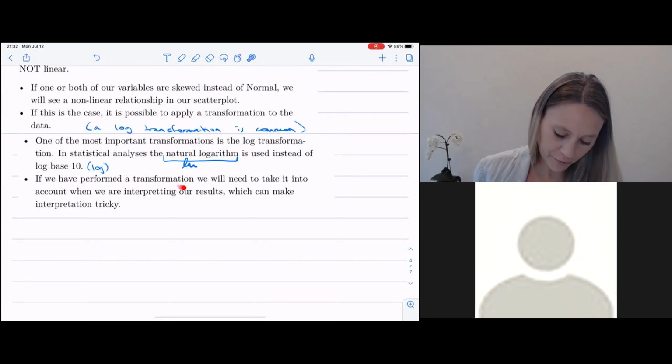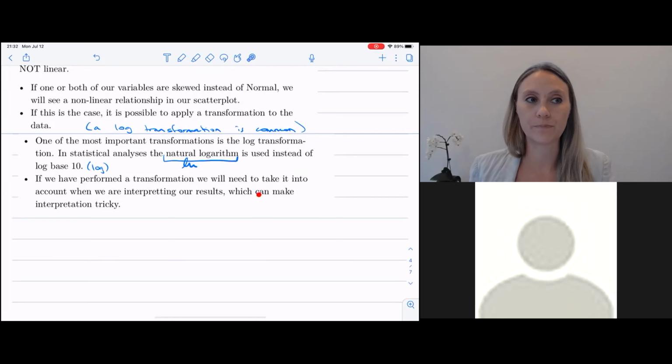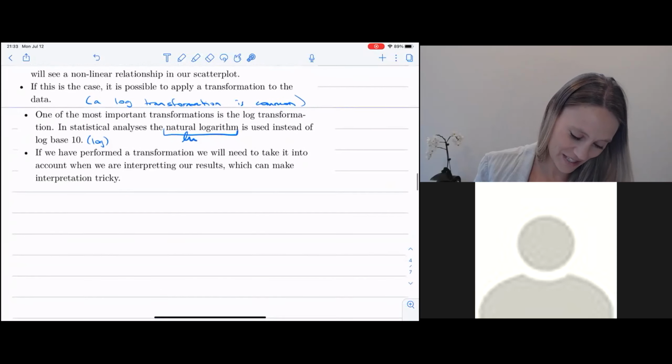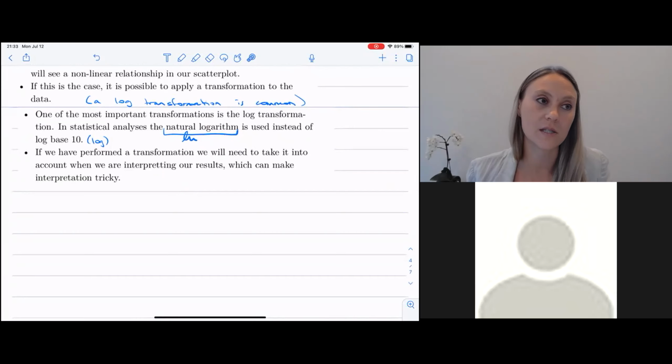If we've performed a transformation, you need to take it into account when you interpret your results. So when you do your line of best fit, if we're predicting values, you have to remember that you might be predicting the log of that value. And so you'd have to unlog it, take the exponent. So you have to undo your transformation before you can interpret your results. That can make it kind of tricky, but it is a good tool.